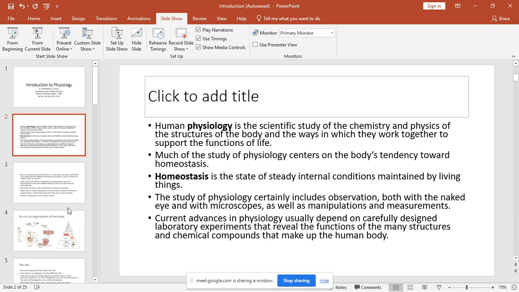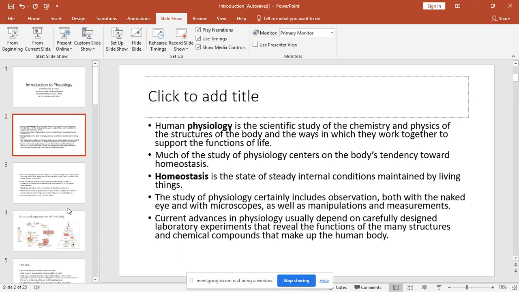Physiology, or human physiology, is a scientific study of chemistry and physics, the structures of the body, and the ways in which they work together to support the function of life. Much of the study of physiology is centered on the body's tendency towards maintaining a constant environment, also known as homeostasis. As defined here, homeostasis is the state of steady internal conditions maintained by living things.